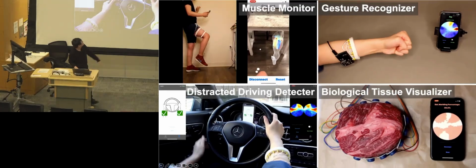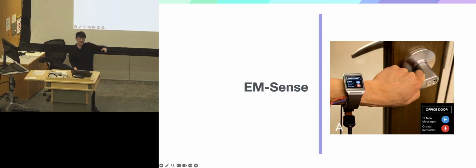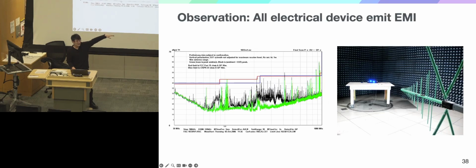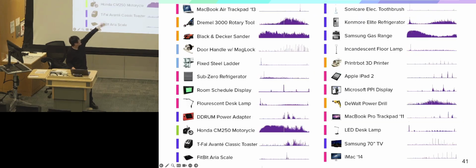Also, these are examples we did. There's also that not all these signals, not all the noises are bad. You can also use noise to sense different objects, for example. This one, EM-Sense, looks at the electromagnetic noise the device generates, and then does a bunch of classifications.